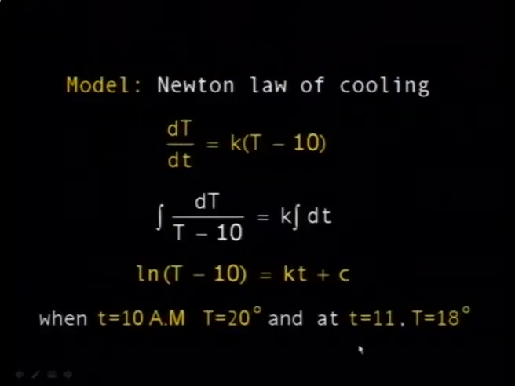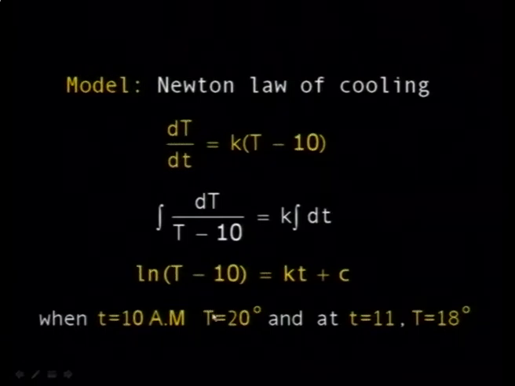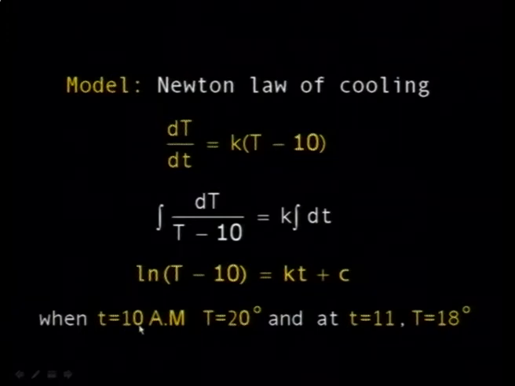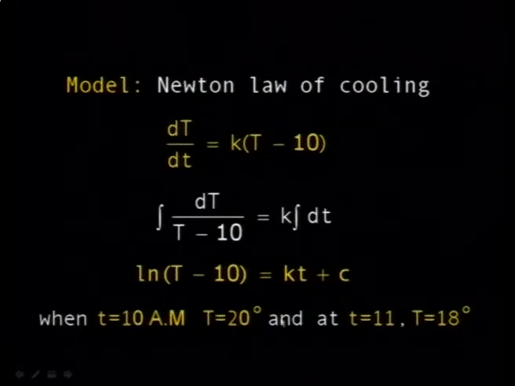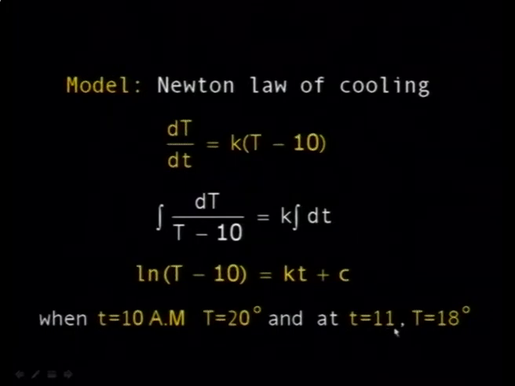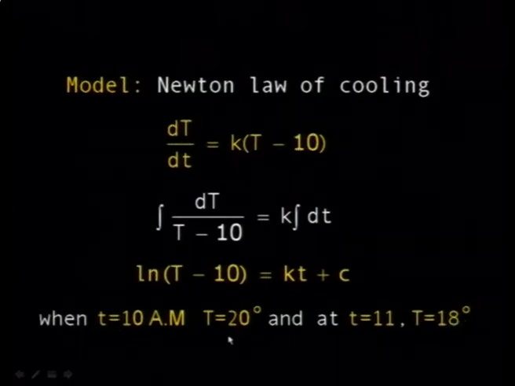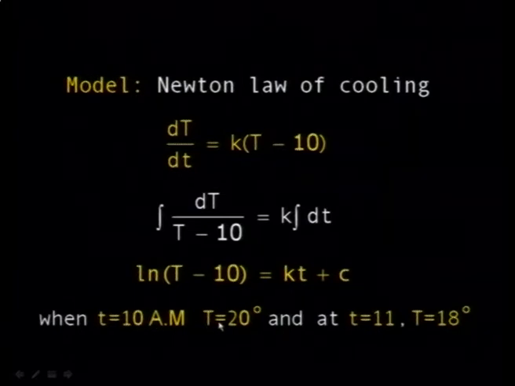The problem is what? At 10 o'clock in the morning, the temperature was 20 degrees. The police measured the temperature of the body and found it to be 20 degrees when he arrived at the scene of the crime at 10 o'clock in the morning. And then when he stayed another hour, at 11 o'clock in the morning, the body had cooled down to 18 degrees Celsius. So now you have two initial conditions.